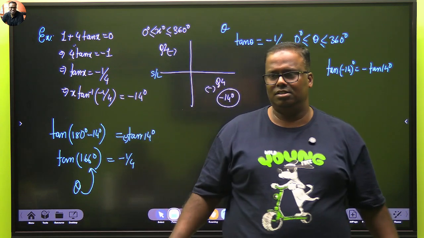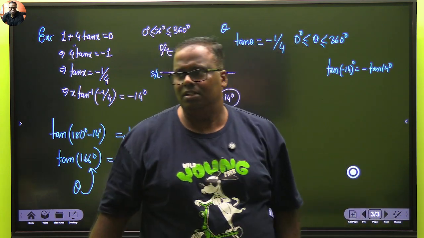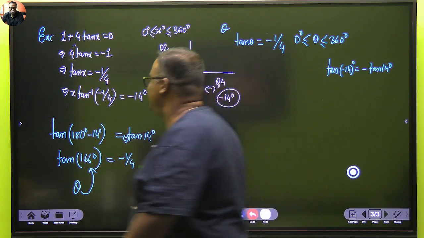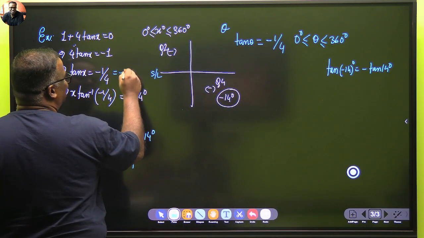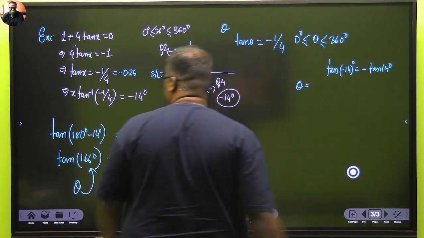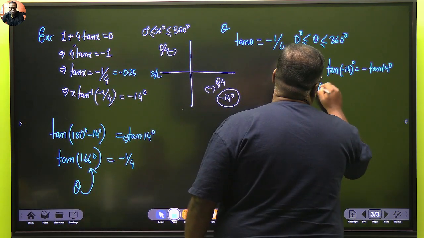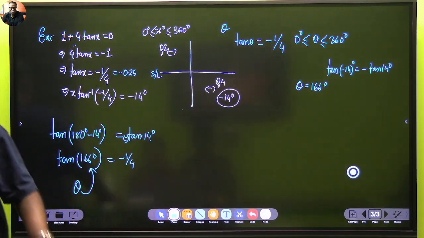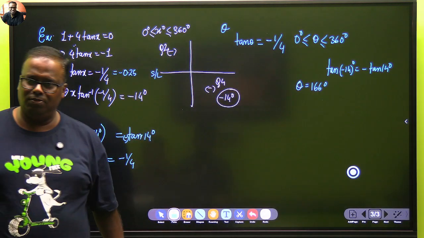0.25 should come. Negative 0.25 is negative 0.25, and let's see this, this is negative 0.25. So shall we say what our theta is equal to? It will come with practice, child. 166 degree. We will do more problems now from the exercise. Let's do the definition once more, explain this once again.